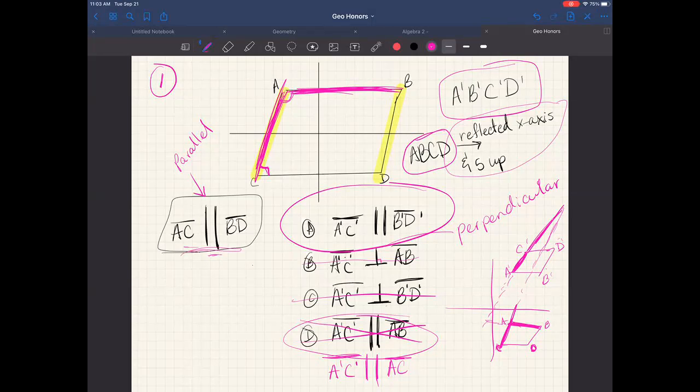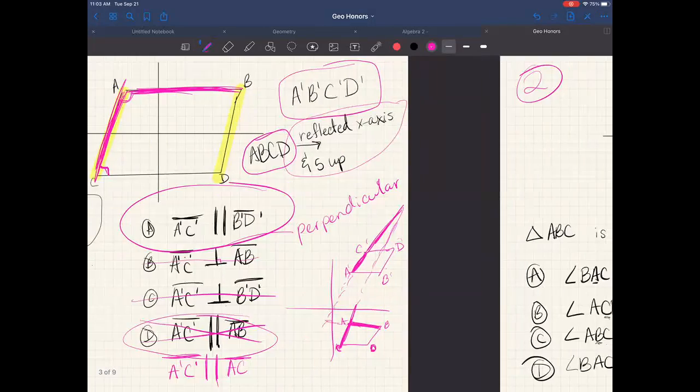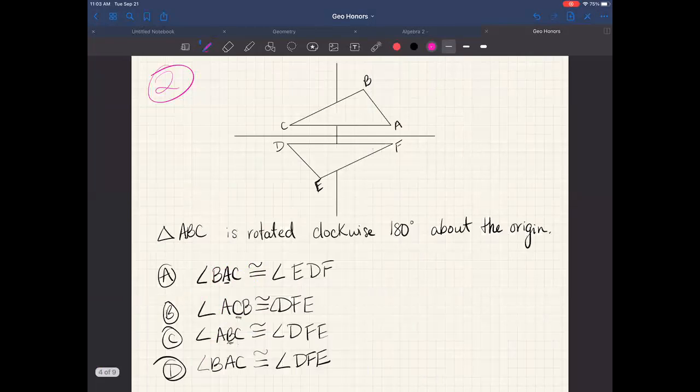Yes, we're good. I'm going to move on to the next question. Next question is, can we just take a moment to appreciate these triangles?